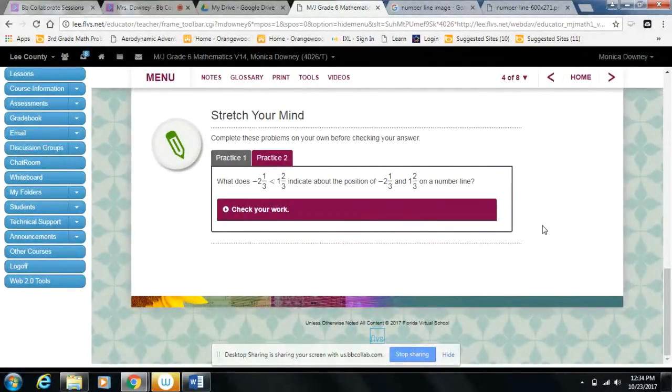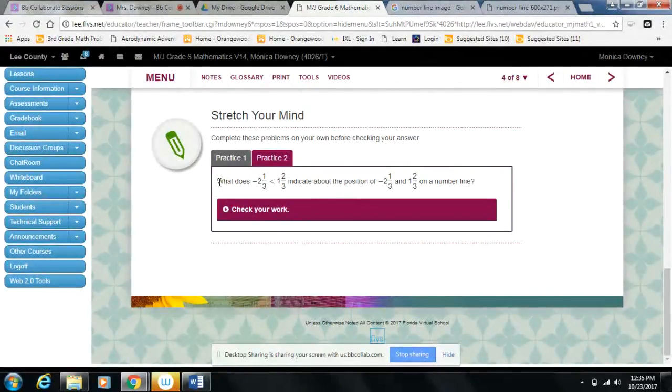Remember when we said, when we were discussing objectives, that you would be able to write out an answer or discuss an answer in words? So let's take a look at practice number one here. It says, what does -2 1/3 is less than 1 2/3 indicate about their positions on a number line? So you would need to be able to explain that information.